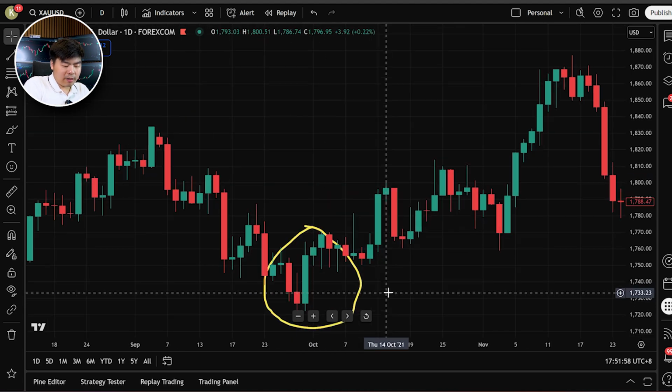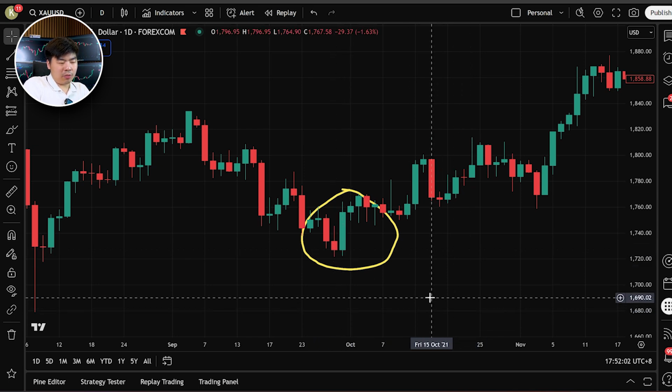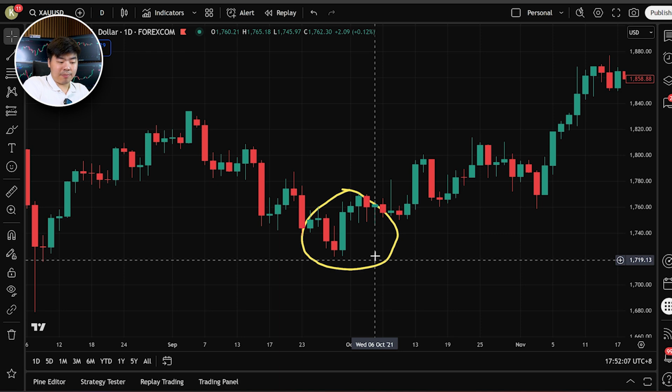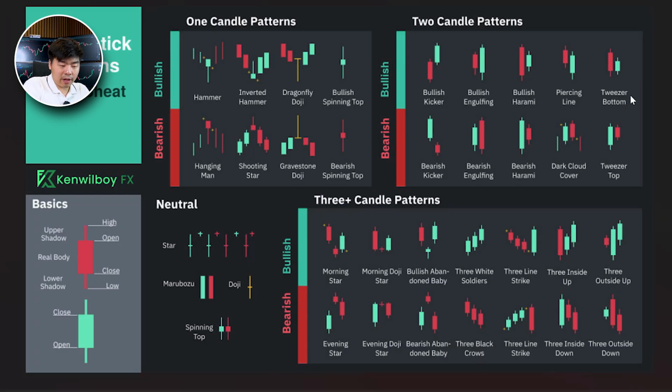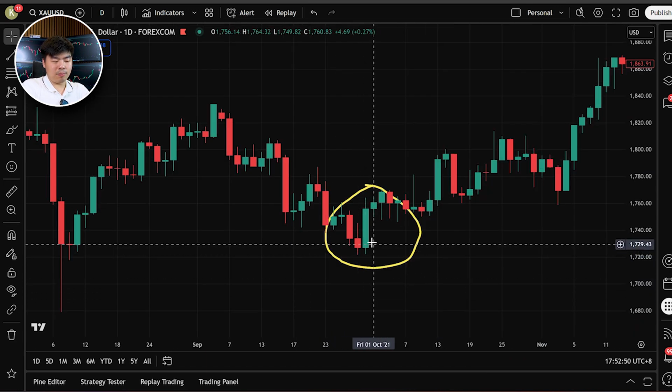Well, the bottom of the candlestick is almost equal, so it's not a 100% bullish engulfing candlestick pattern. It's also some kind of tweezer bottom or tweezer top, see, with equal levels of the red and the green candlestick. See here, equal level, equal top, equal bottom. So it's like a combination of tweezer bottom combined with bullish engulfing.